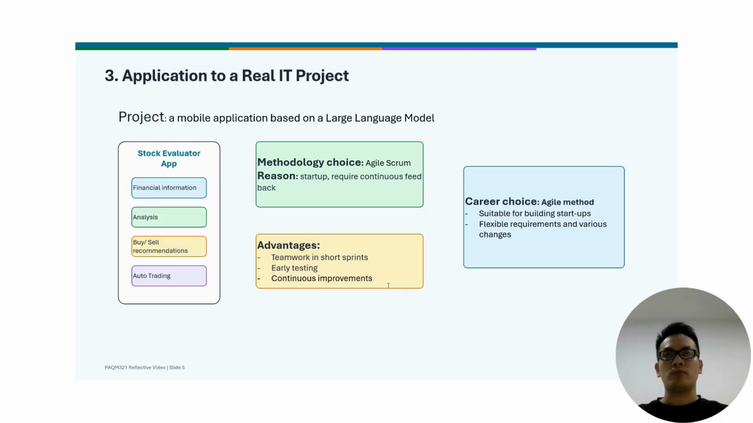If I had to choose between Agile and Waterfall for my future career, I would prefer Agile because I'm interested in building startups focused on mobile and web applications. In these environments, customer needs and market expectations may not be fully known at the beginning. So, responding to feedback and changing requirements is very important.